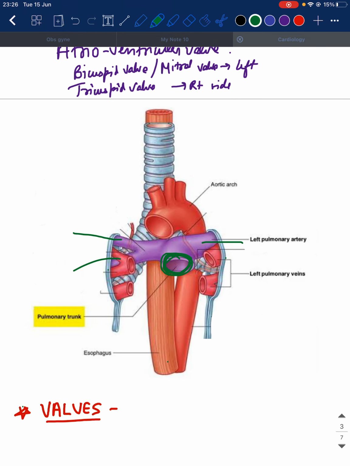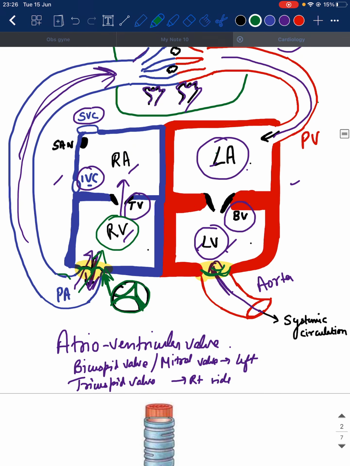Why is it so? It is because the naming was not done on the basis of oxygenated or deoxygenated blood. Any vessel which is going out of the heart is known as an artery, and any vessel which is coming into the heart is known as a vein. That is why this is known as the pulmonary artery and this is known as the pulmonary vein, because this is going out of the heart and this is coming into the heart, correct? That is why we are calling them arteries and veins.